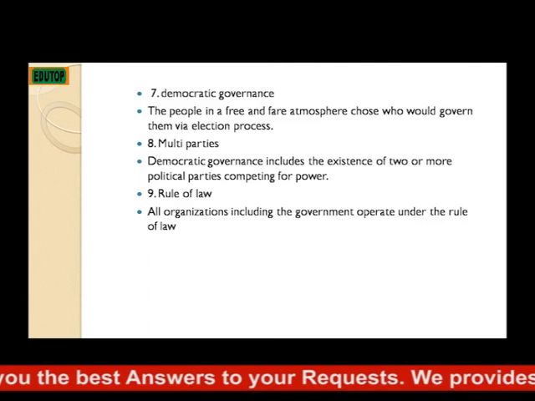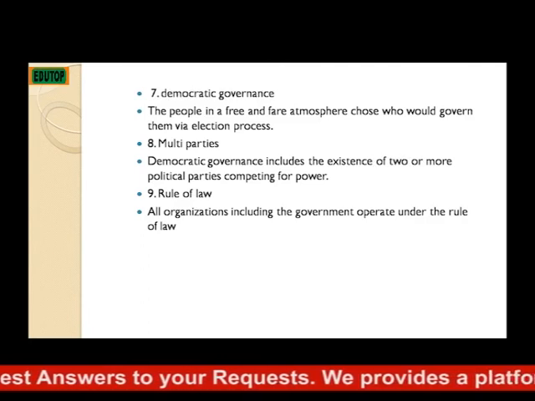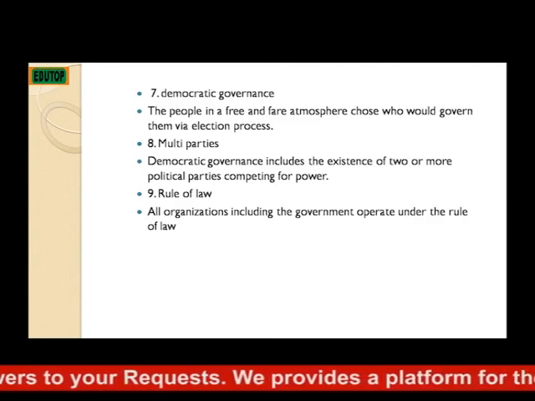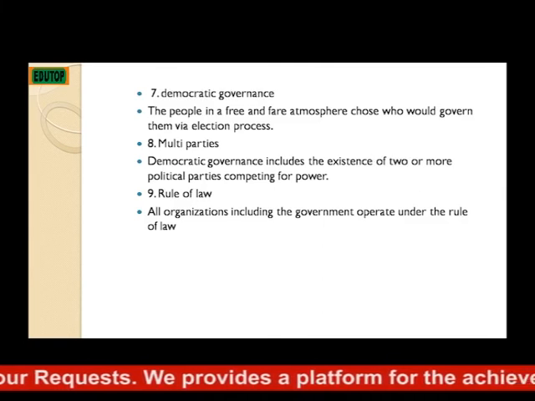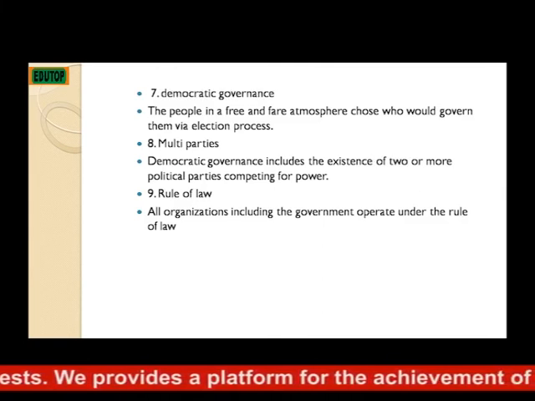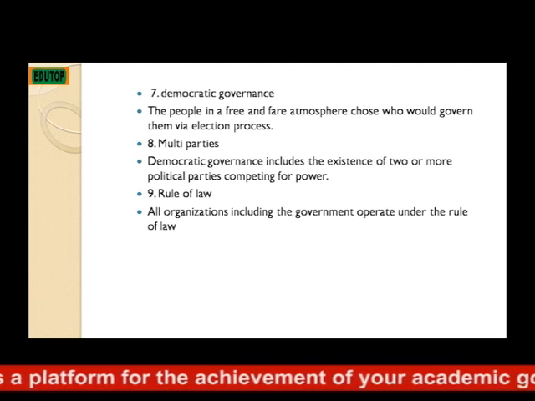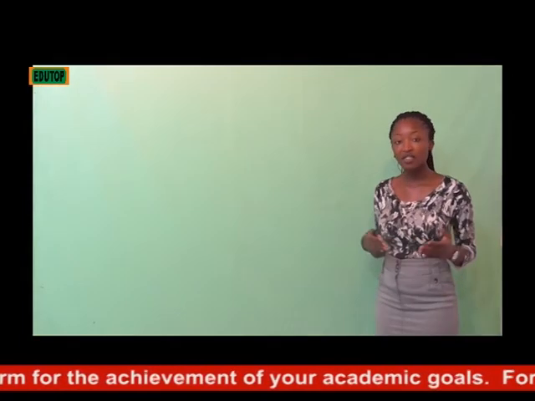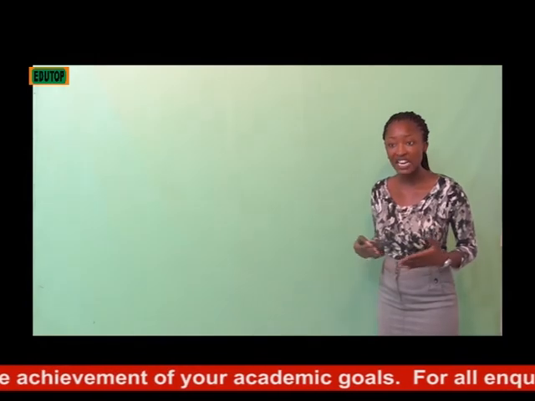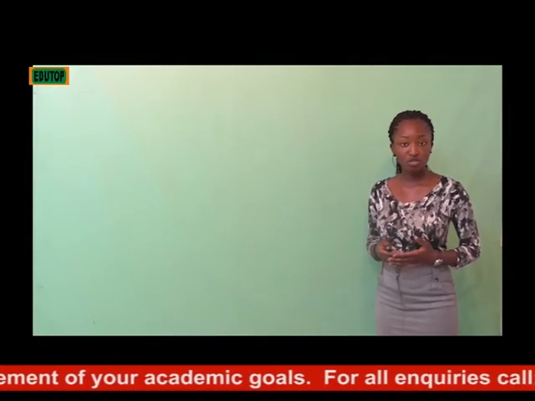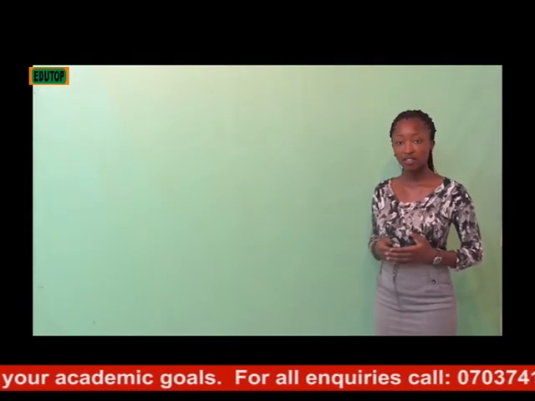7. Democratic governance. The people, in a free and fair atmosphere, choose who will govern them via election process. That is, the citizens are the ones who choose their leaders through the election process.